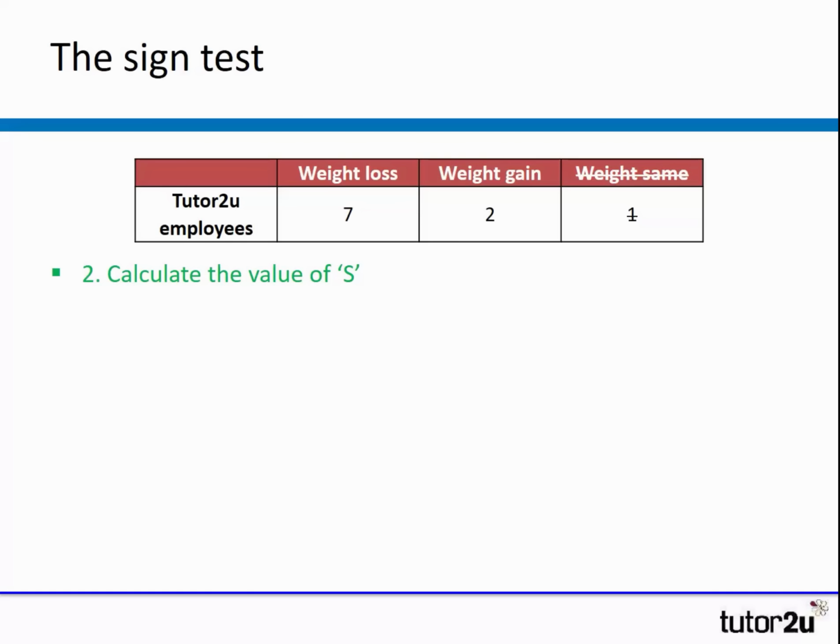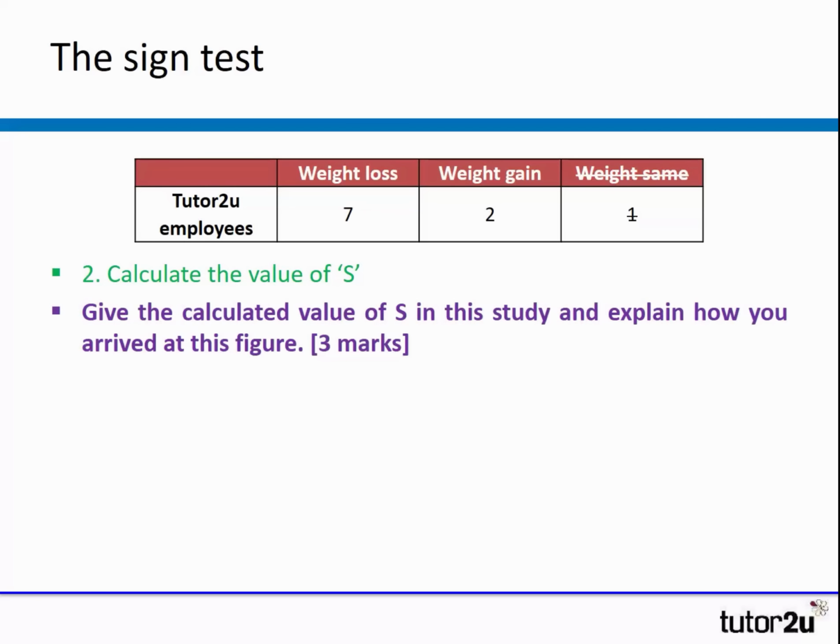Step 2 is where you actually calculate the value of S itself. The reason it's called S is because it's the sign test, quite simply. Now, you could get a question asking you to do that. For example, you might get the question that says, give the calculated value of S in this study and explain how you arrived at that figure, for up to 3 marks, so quite a lot of marks here. Knowing what to say for this question is quite important.